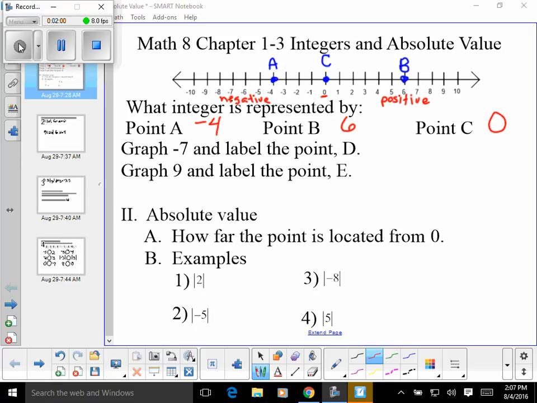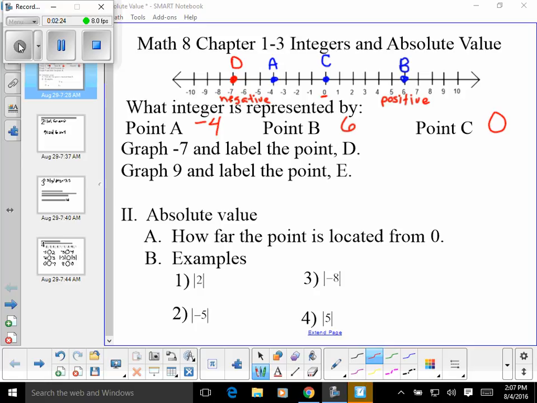The next thing that they're going to ask you to do with a number line is be able to put an integer on the graph and then label it. We're going to graph -7. -7 means it's to the left of 0, so we want to make sure that we go to the left of 0, make a nice dot on the -7, and this time we want to label it D.